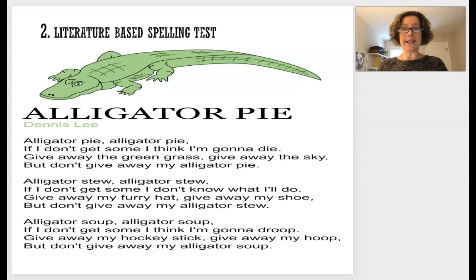Alligator Pie by Dennis Lee. Alligator pie, alligator pie. If I don't get some, I think I'm gonna die. Give away the green grass, give away the sky, but don't give away my alligator pie.